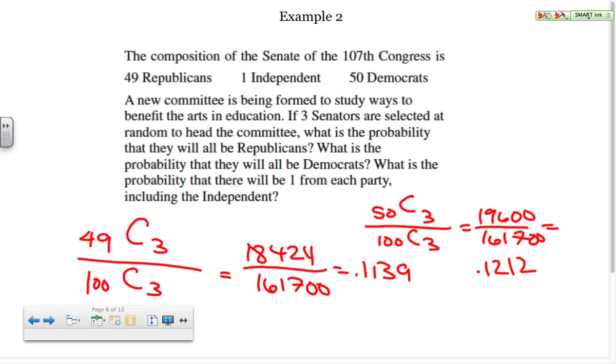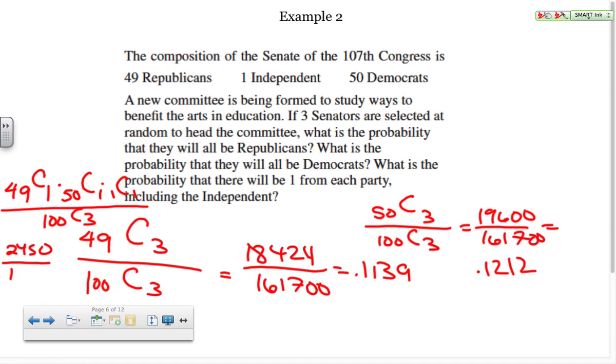exactly 1 from each? Right? So this is Republican and Democrat and independent. The probability that we will have 1 Republican is 49C1, 1 Democrat is 50C1, and 1 independent is 1C1. So this is the probability that I will have this one and that one and that one over my 100C3. Which gives me 2450 over 16170, which gives me 0.152. So this is 15%, a 15% possibility that I'll end up with exactly 1 from each party. So again, we're taking these problems apart and putting them back together with the counting rules and probability.